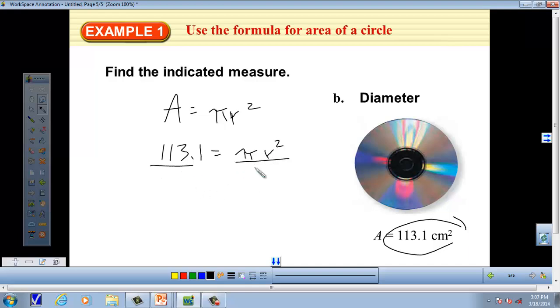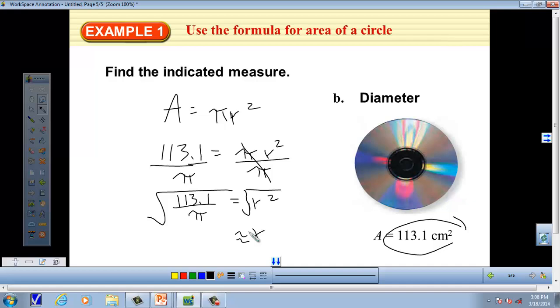We're going to divide both sides by pi. And if we do that, those cancel, and we get r squared is equal to 113.1 over pi. We square root both sides, and r is here. Then we punch that in our calculator. What I would do is figure out what 113.1 divided by pi is, and then figure out what the square root of that number is. So the square root of the answer.